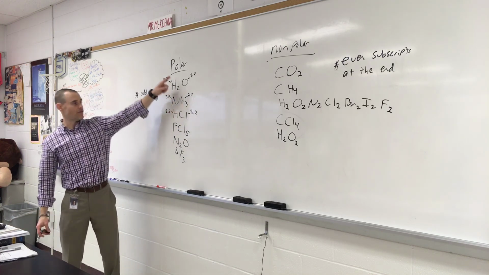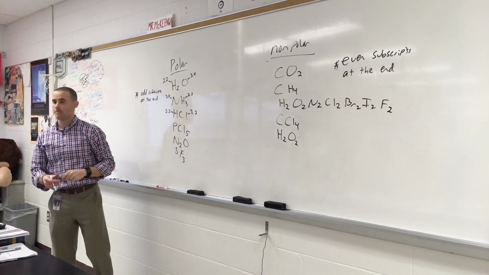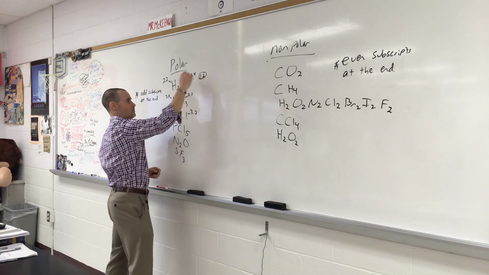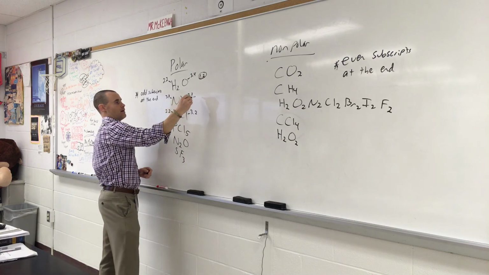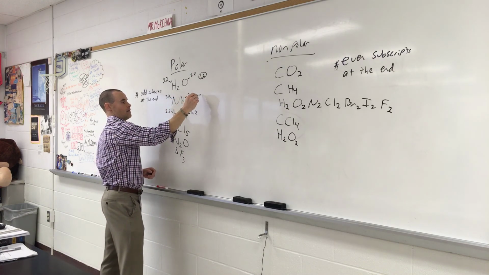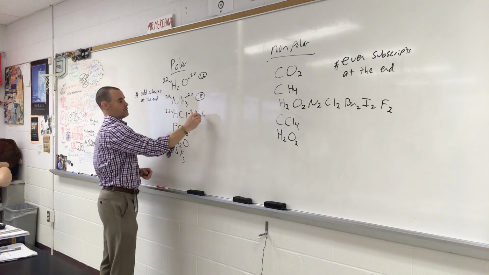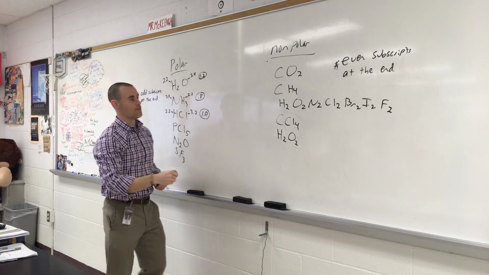All right, if I subtract these numbers, what do we get for water? 1.2. If we subtract ammonia, what do we get? 0.8. And this one is just 1. Okay. Now let's go over here.